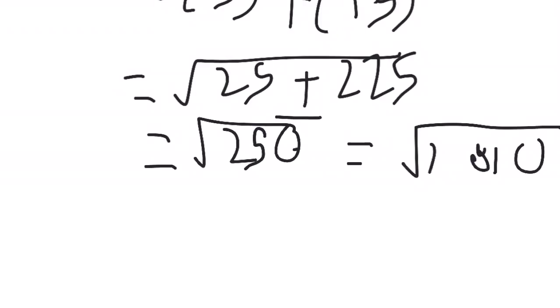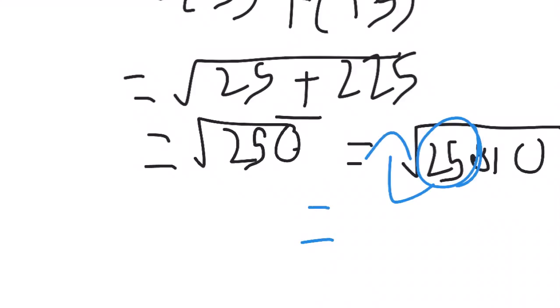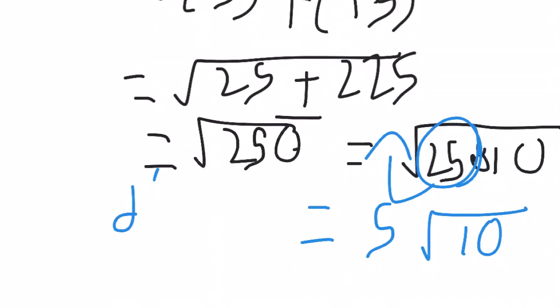250 is equal to 25 times 10. 25 does have a perfect square root, so it'd be 5. So it would be 5 times the square root of 10, because we're left with 10 underneath. The distance from P to R is equal to 5 times the square root of 10.